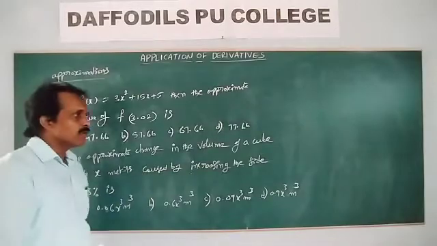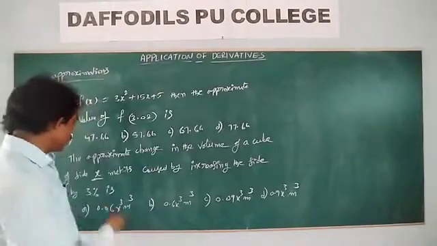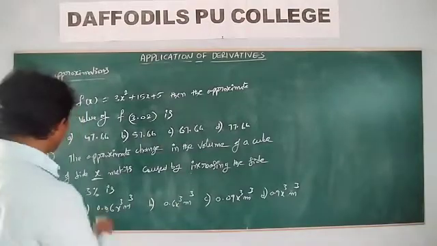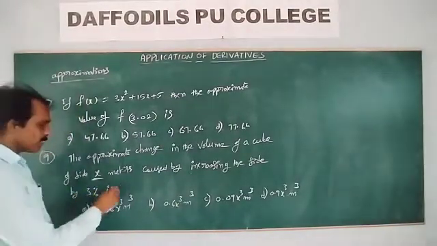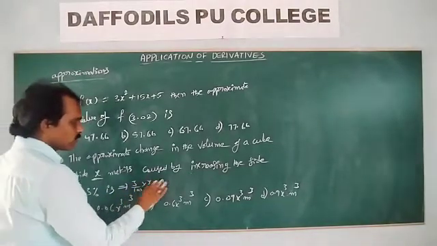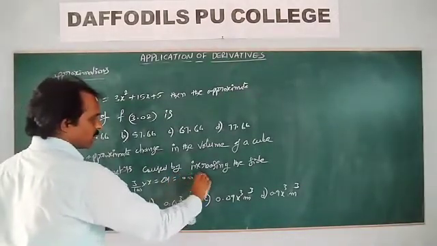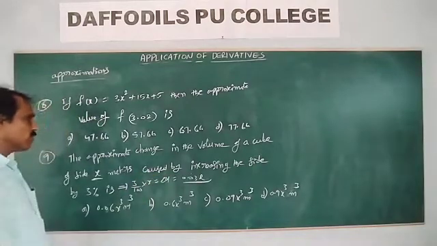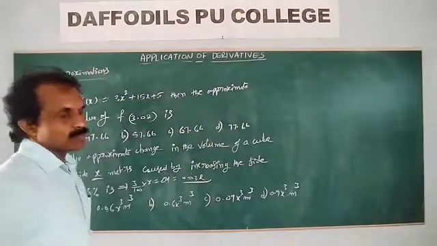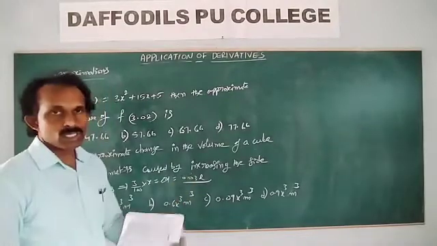What is volume of a cube? V is equal to x cube, side x meters, caused by increasing x by 3%. 3% of x, how can you write, 3 by 100 into x, that is equal to delta x. Therefore delta x is 0.03x. So afterwards, find the approximate change in the volume. Change in the volume is delta V is equal to dV by dx into delta x. So substitute and find this.